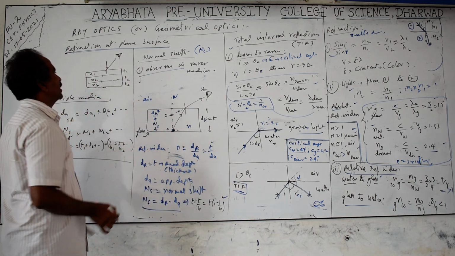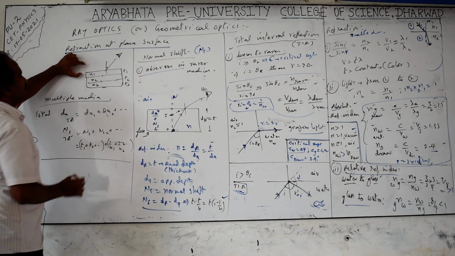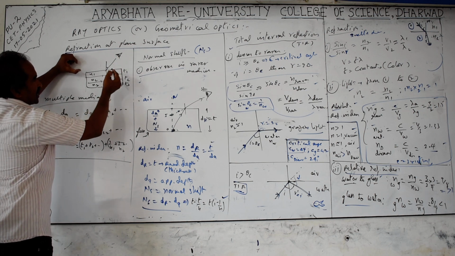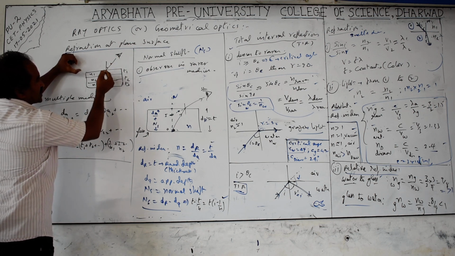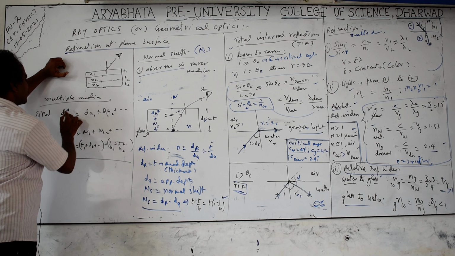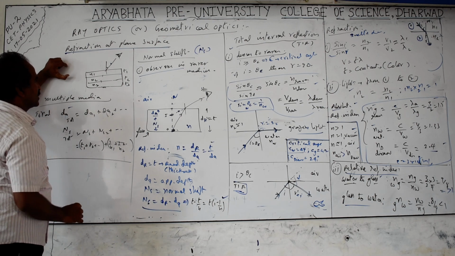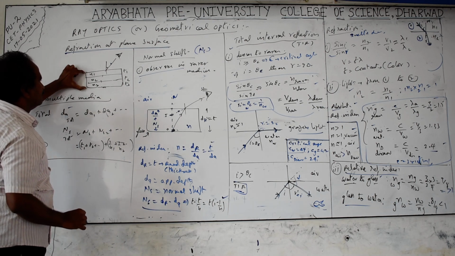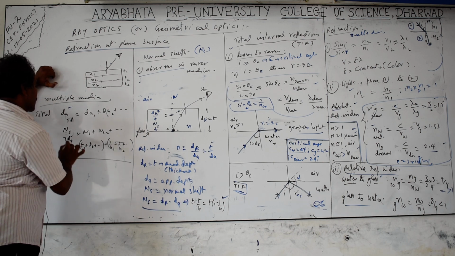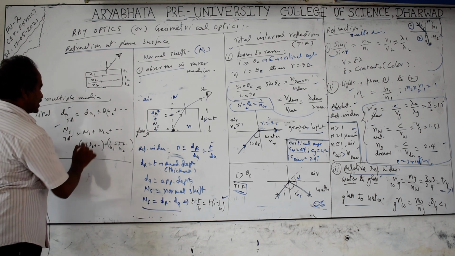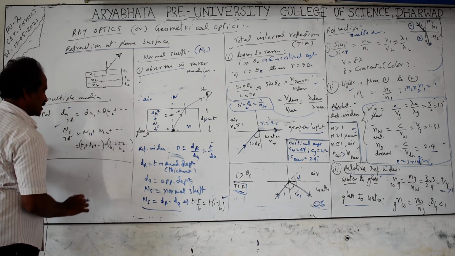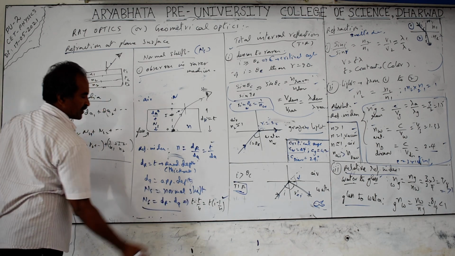If you take multiple media instead of one, say glass 1, 2, 3, 4, any number, then every glass shifts it by some amount. So the total apparent depth is dA1 plus dA2 and so on. The total thickness is equal to the total real depth, T1 plus T2 plus T3. The total normal shift is NS1 plus NS2 plus NS3 and so on. The result is adding all these for the different materials.